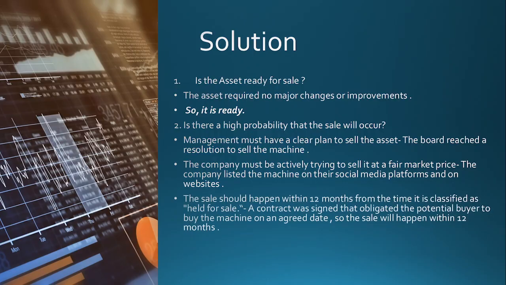And then thirdly, the sale would happen within 12 months from the time it is classified as held for sale. Here we can see that a contract was signed which obligated the potential buyer to buy the machine on that agreed date. So the sale is likely to happen within 12 months. Because all of these requirements are met, it is a non-current asset held for sale.